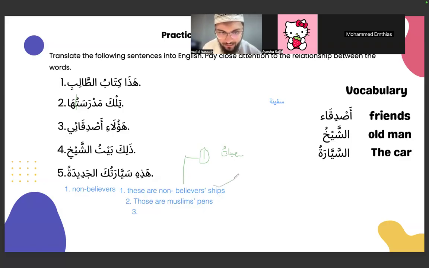Khalas, ship is done. Now we have non-believers, kafaru. Now, will it be a feminine kafir or a masculine kafir? I don't know. Because the ships are feminine, the non-believers will also be feminine. Yes.